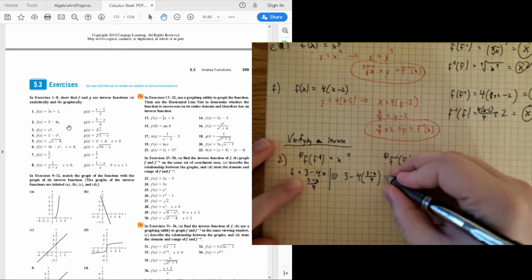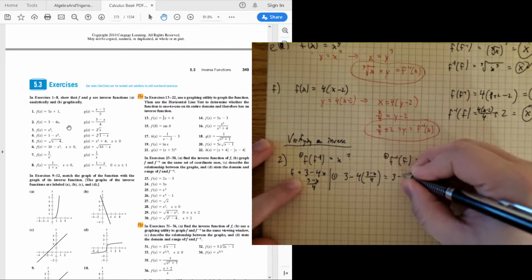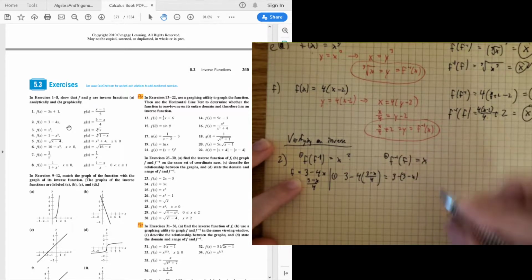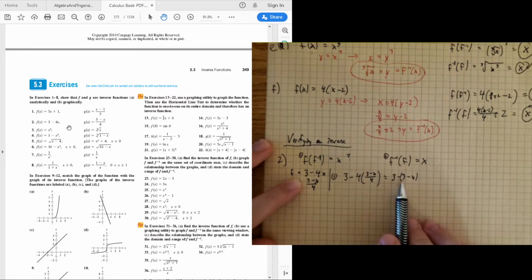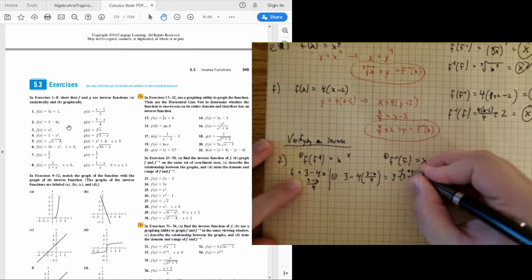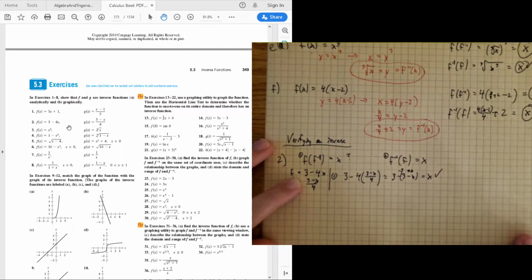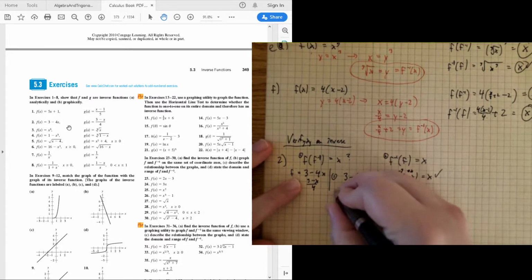And it turns out it does. The 4 distributes. The 4 and the 4 would cancel, leaving 3 minus x. And the double negative would distribute, so it would become negative 3 and positive x. Positive 3 and negative 3 would cancel, leaving just x by itself. It checks out.